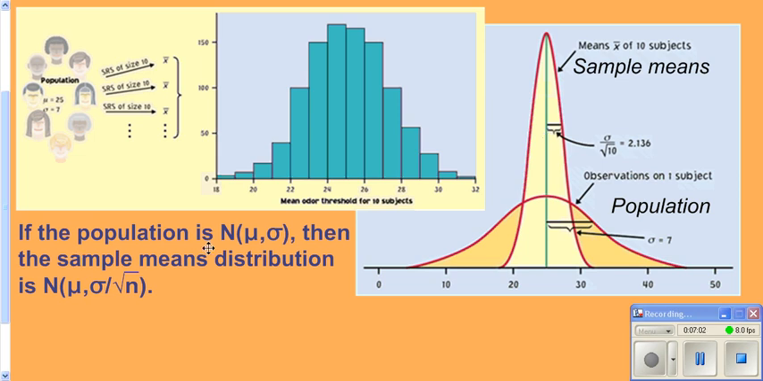So your population may have a normal distribution with a mean of mu and standard deviation of sigma, but your sampling distribution will have the same shape of a normal distribution and the same mean, but because it's based on samples, your sampling distribution will have a standard deviation of sigma over the square root of n.